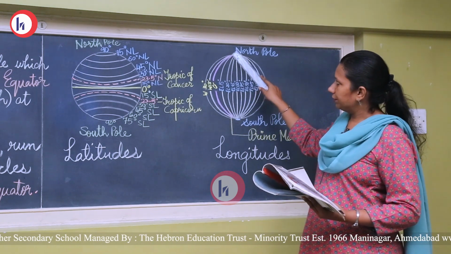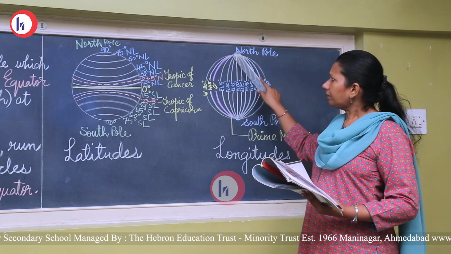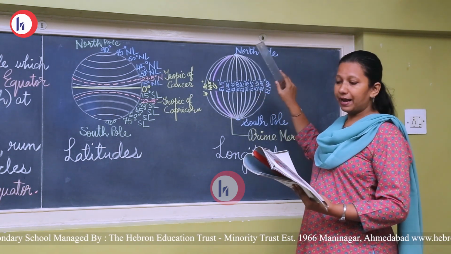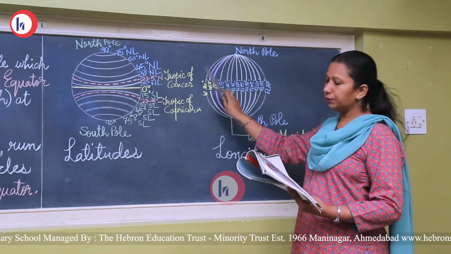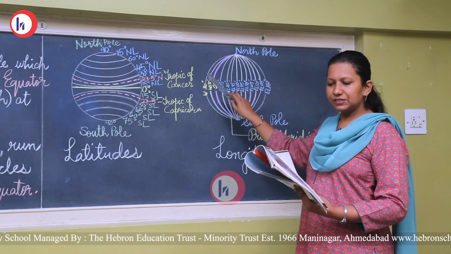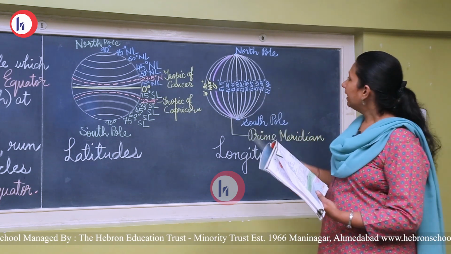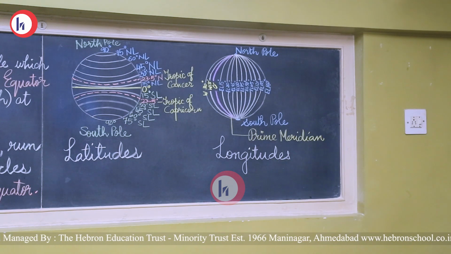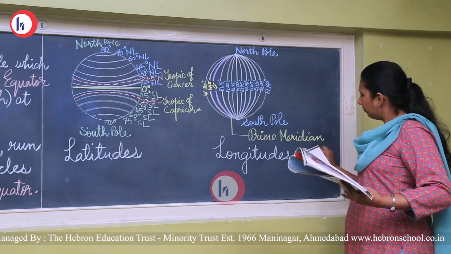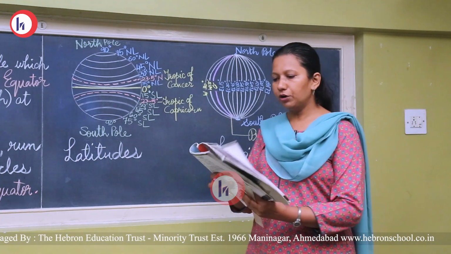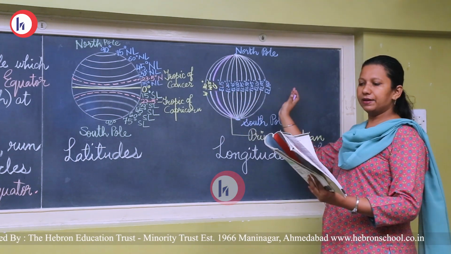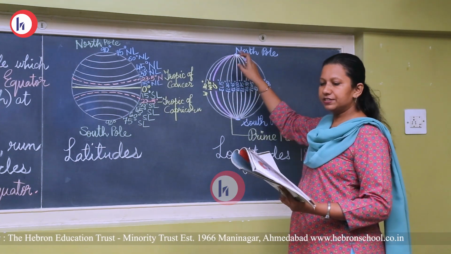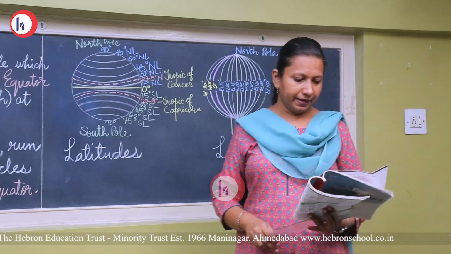This 0 degree longitude which passes through Greenwich is known as the prime meridian. It divides the earth into two equal halves, the eastern hemisphere and the western hemisphere, and the longitudes extend up to 180 degrees on both the eastern hemisphere as well as the western hemisphere. Since it passes through Greenwich in England, it is generally referred to as the prime meridian.